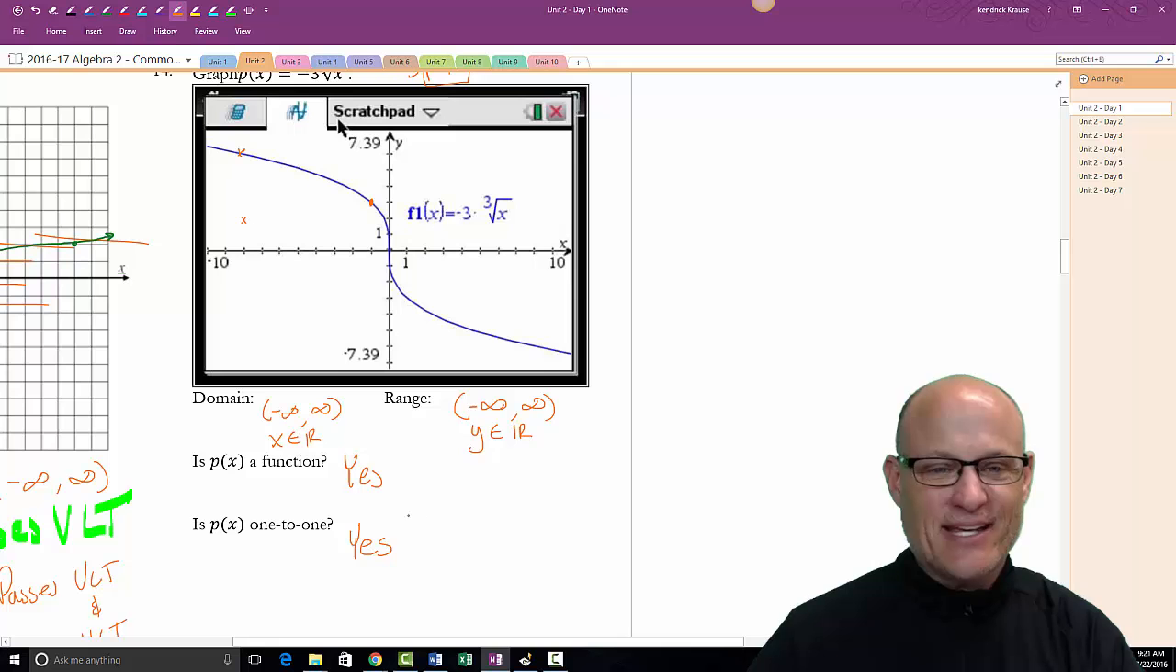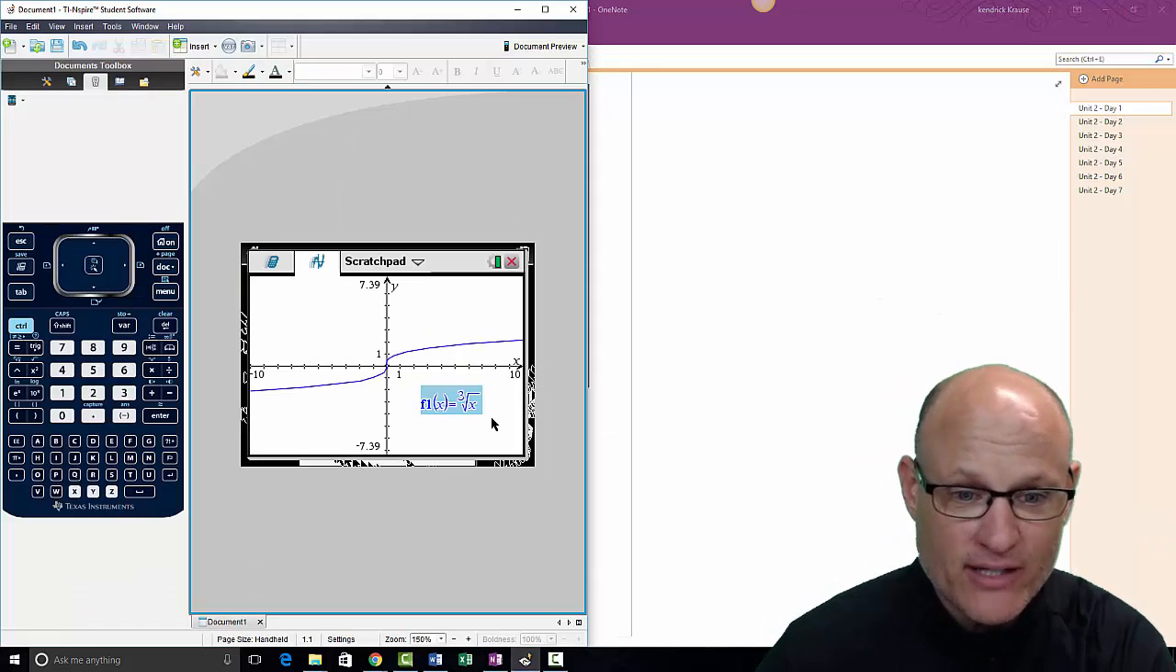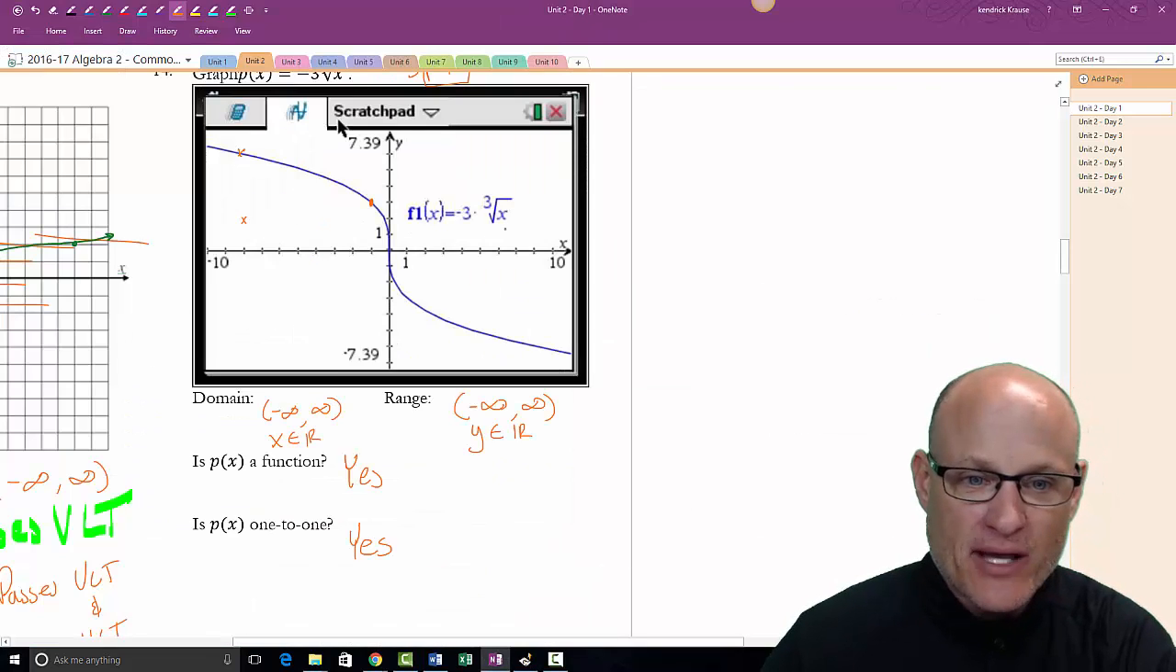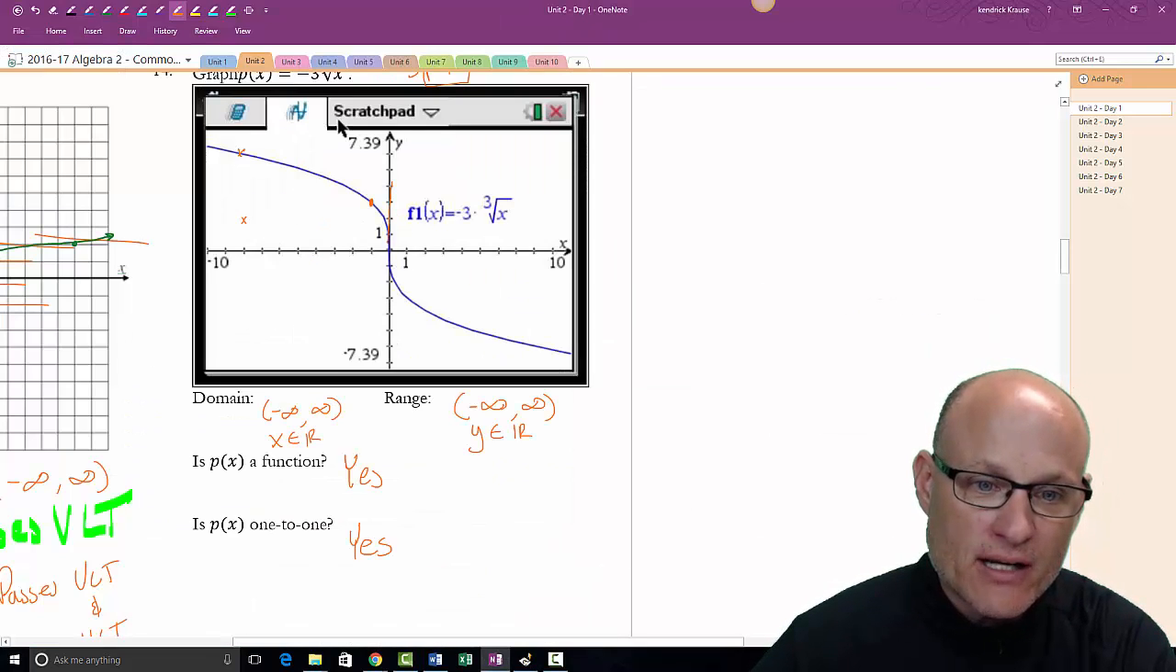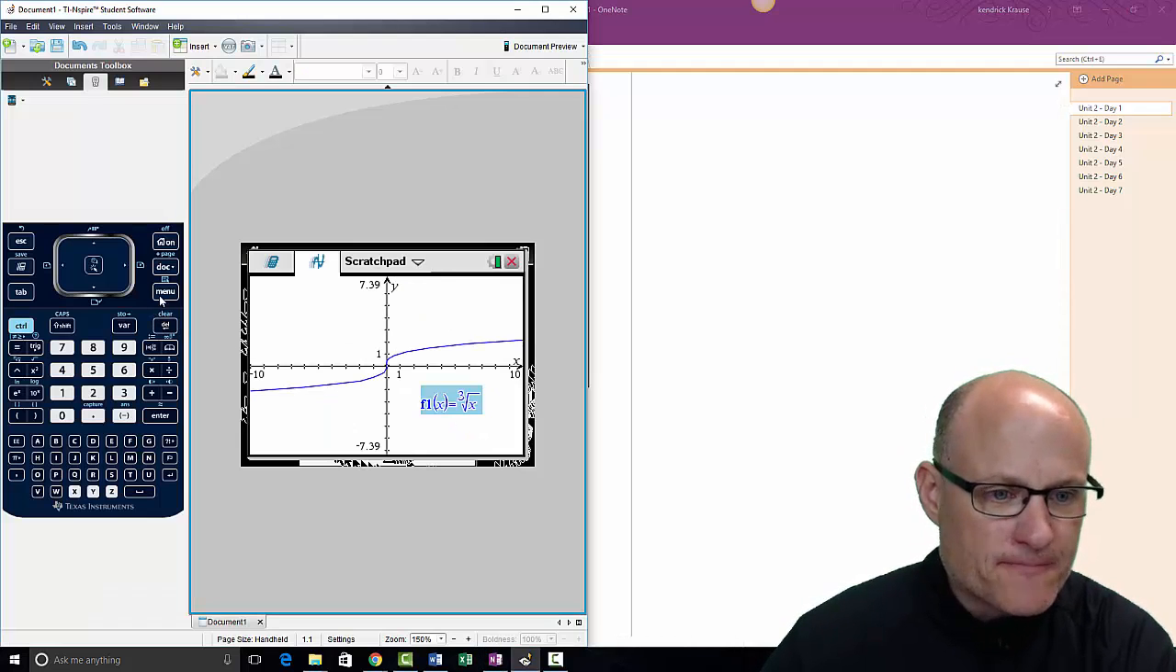Now, some of you might say, wait a second, whoa, let's back up the crazy train. That doesn't pass the vertical line test. Look, I draw a vertical line and I'm hitting it right there and right there and right there. Okay, let me try to explain this one to you.